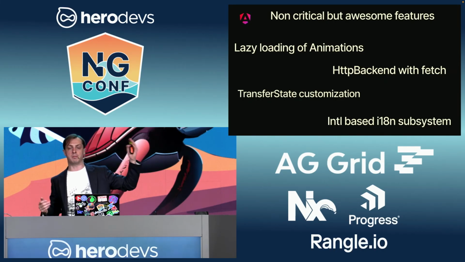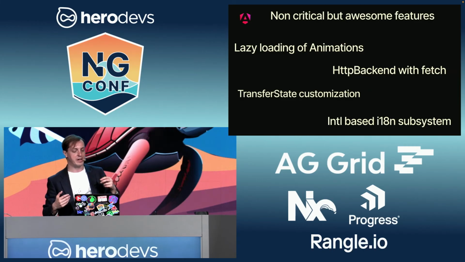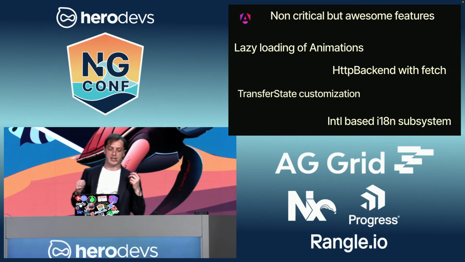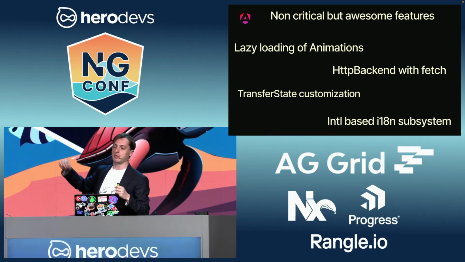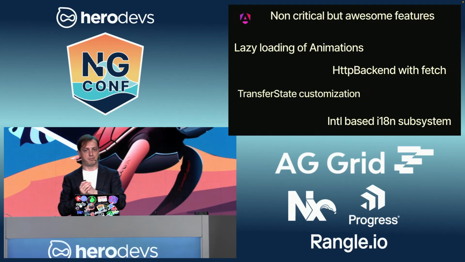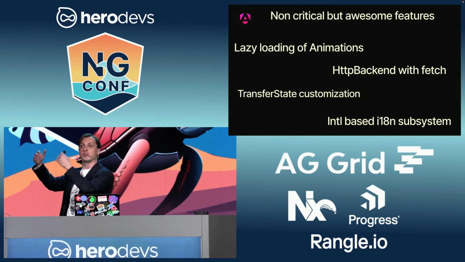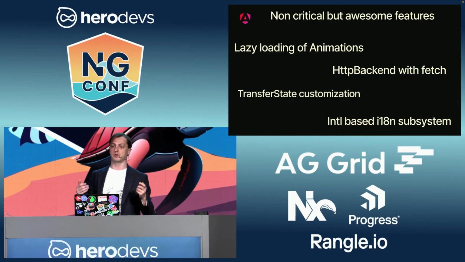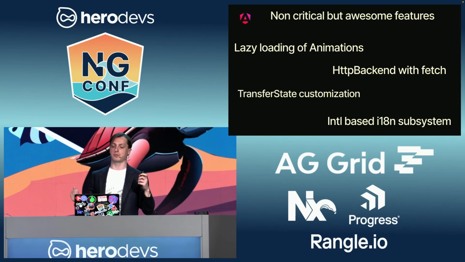And I can take a few examples that I had the chance to work on. For example, lazy loading of animation, providing a fetch implementation for the HTTP backend, working on the transfer state for SSR, or currently I'm looking into providing a new implementation for the internationalization subsystem that will improve the DX, for example. So these are features that are interesting, but it's not that they are not important; there are other priorities for the team, and as a developer, as an open source contributor, you can bring them back to the framework.